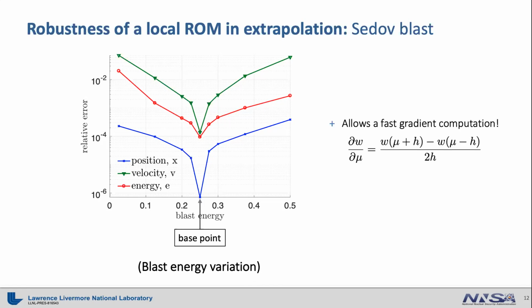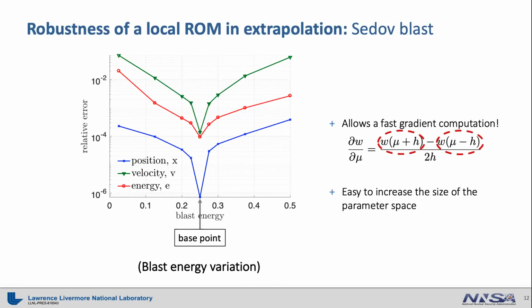This has great implication. For example, in gradient-based optimization, let's say you do not have sensitivity information, and then you can approximate the gradient using the finite difference, as written here. Here, if you do each function evaluation at some perturbed point using the extrapolation capability of the local reduced order model, you can approximate the gradient via finite difference very quickly.